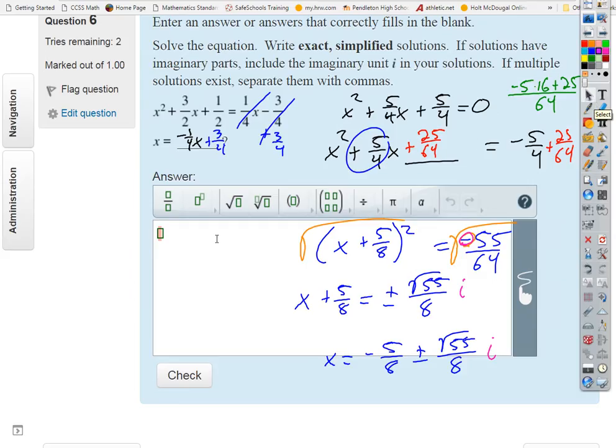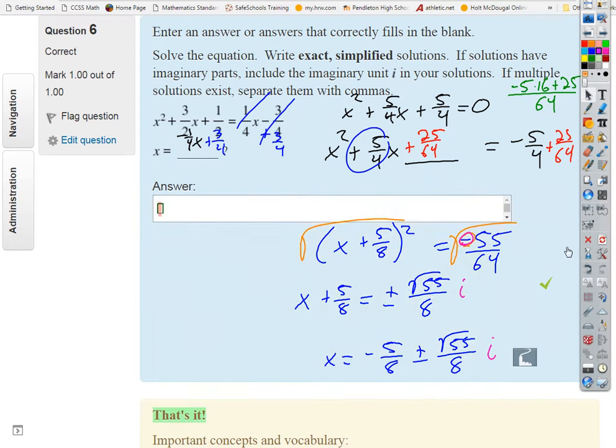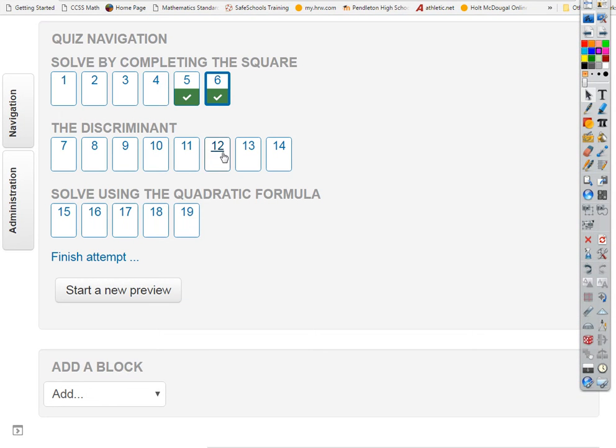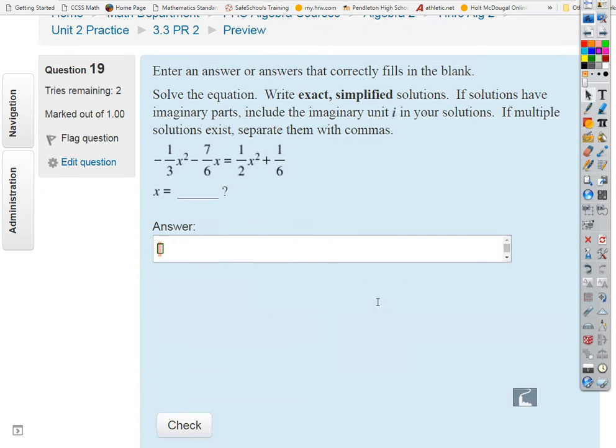And so we end up with negative 5/8 plus square root 55 over 8 times i, and same thing with a minus sign. Okay, got it. The discriminant, we already took care of those in the last solution set. Let's go down and look at a couple of hard quadratic formula problems, like how about this one?